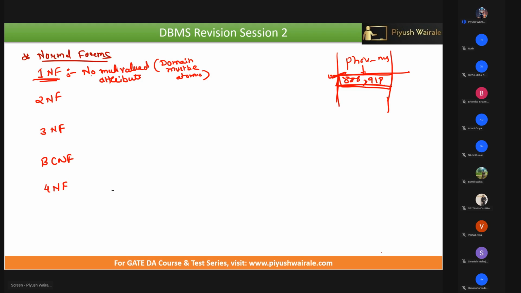And how do we represent this MVA in the ER diagram, by which symbol? Multi-valued attribute?